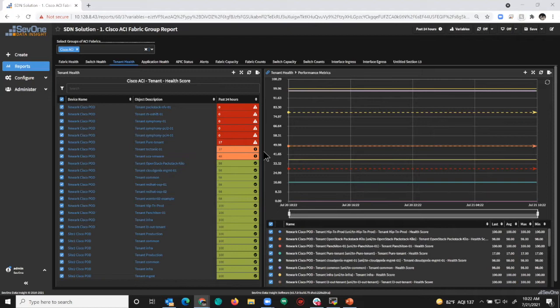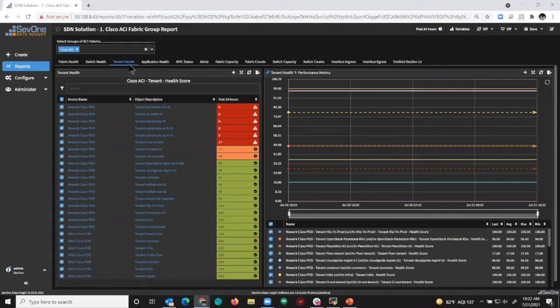So again, if you look at a customer environment, depending on how their applications are laid out and grouped into tenants, you're going to be able to look at the very highest level and say, well, here across all of my things, here are all the health scores of that. And maybe there's tenants that cross between different fabrics. So you're going to be able to see that at the very highest level.